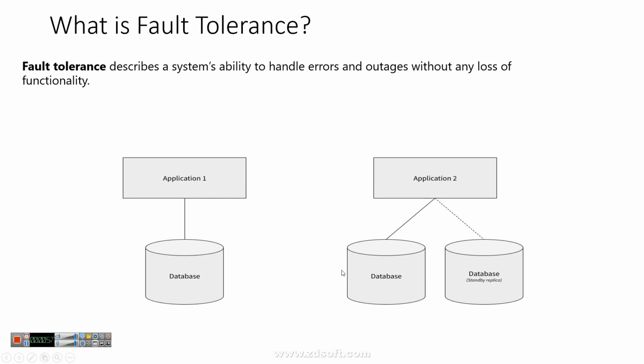In this scenario, application 2 is more fault tolerant because if its primary database goes offline, it can switch over to the standby replica and continue operating as usual. But application 1 is not fault tolerant. If its database goes offline, all application features that require access to the database will cease to function.